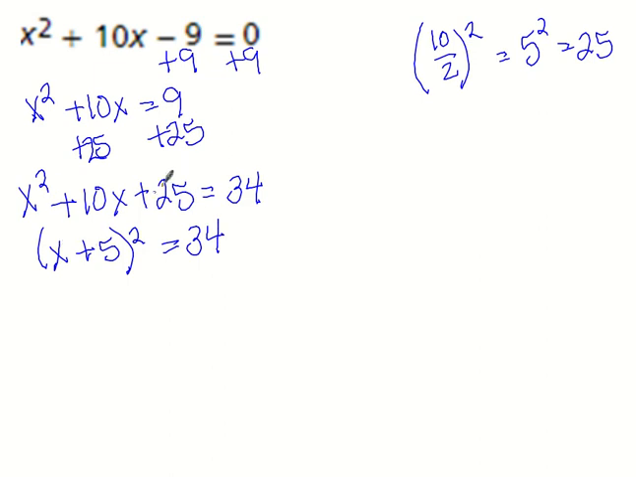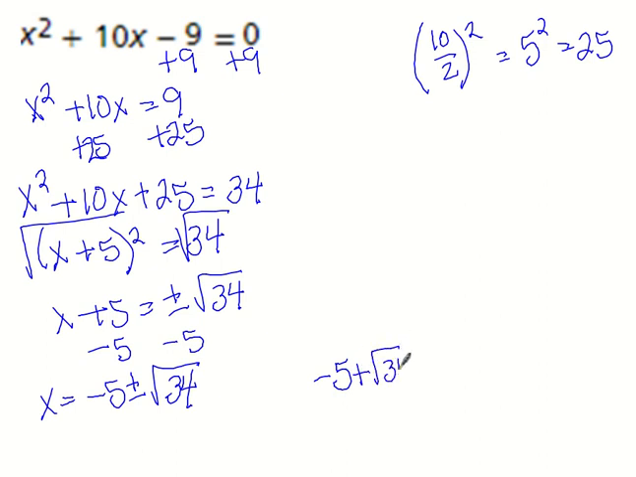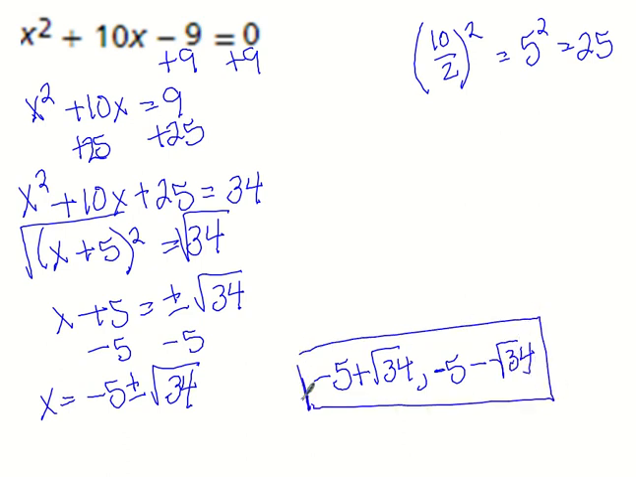All right, it's positive, positive. So square root, we get x plus 5 equals plus or minus the square root of 34. We subtract 5 from both sides, and we get x equals negative 5 plus or minus the square root of 34. Again, we can always write those as two separate problems. Negative 5 plus the square root of 34, comma, negative 5 minus the square root of 34. These would be our two solutions.